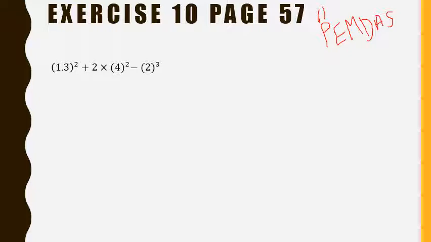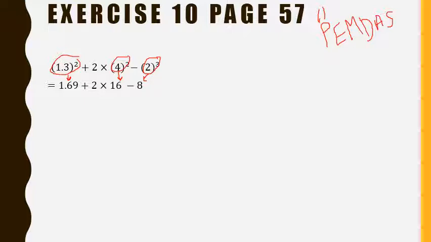We start by solving what's inside the parentheses. Okay, here we have 1.3, all to the power 2, so it's an exponent 2. I have to solve it first, and we have here 4 squared and 2 cubed. So on the line we write 1.3 squared, it means 1.3 times 1.3. 4 squared is 4 times 4, which is 16. 2 cubed, 2 times 2 times 2. 2 times 2 is 4, and 4 times 2 is 8. So the answer of 2 cubed is 8.